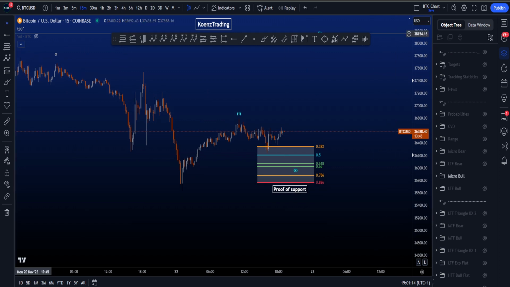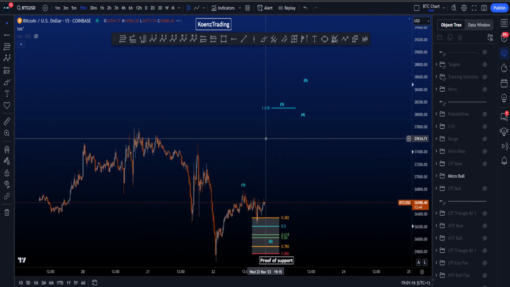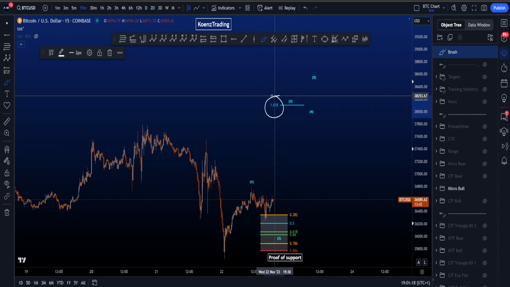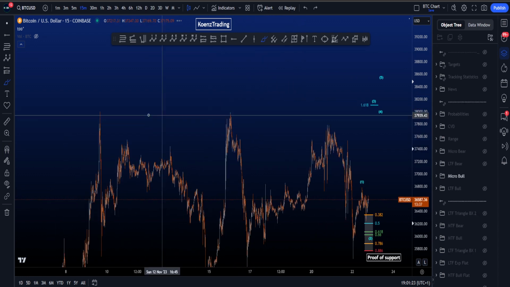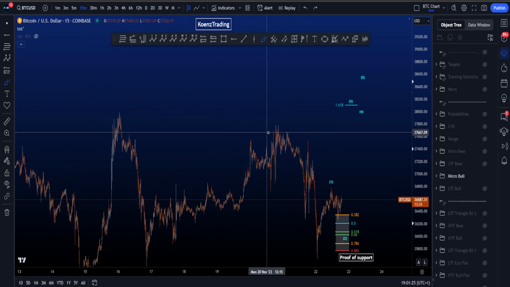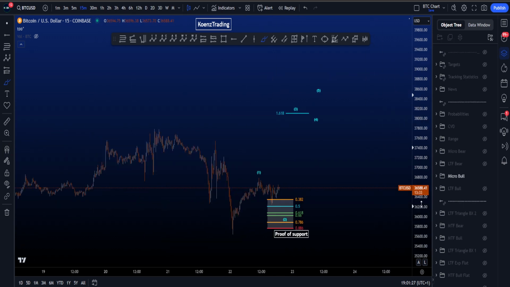If we then do look for price to move to the upside, we want usually at least the 1.618 to be hit for a wave 3, which is sitting at 38.1k, but generally the moment you're going to take this double top, an impulse to the upside would be confirmed.